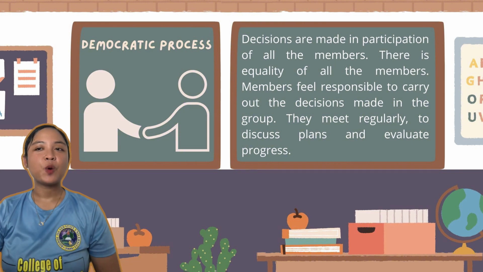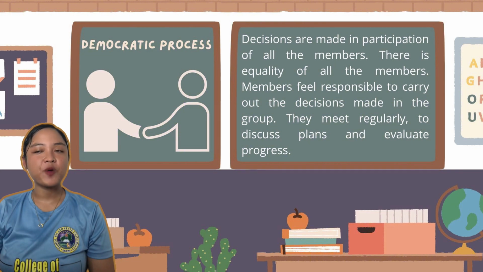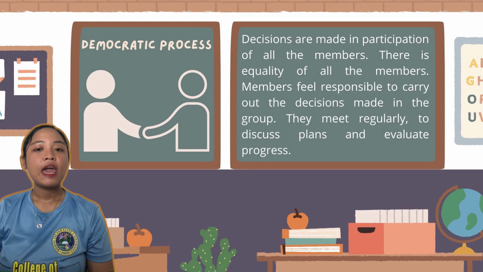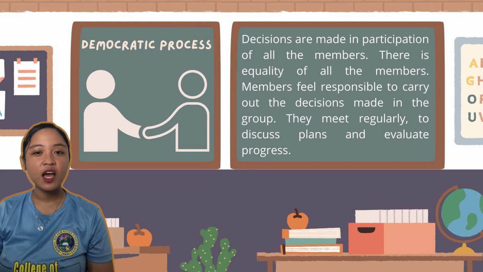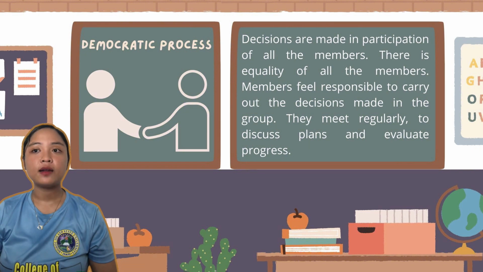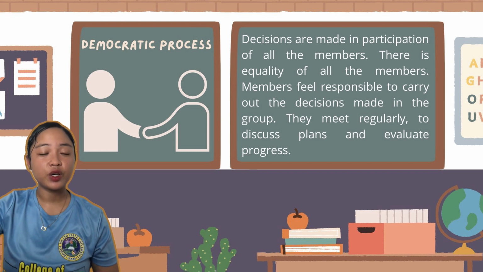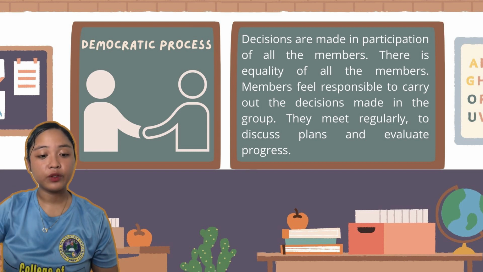Thank you. So, democratic process is a decision made with the participation of all the members. Every member has a decision, a suggestion, ideas that you share in a group, so that there are ideas or thoughts to take from for the task you will do.